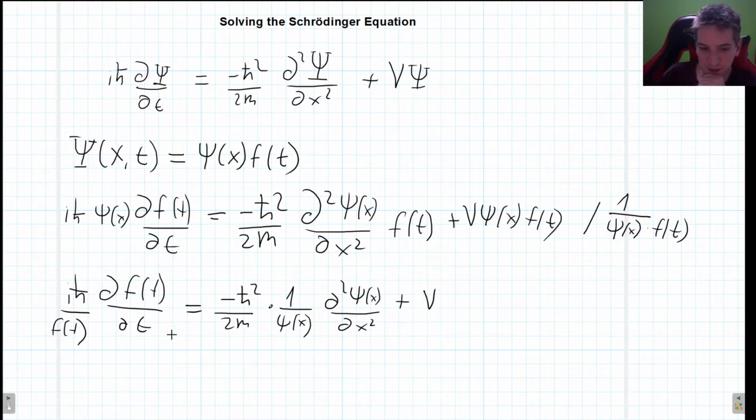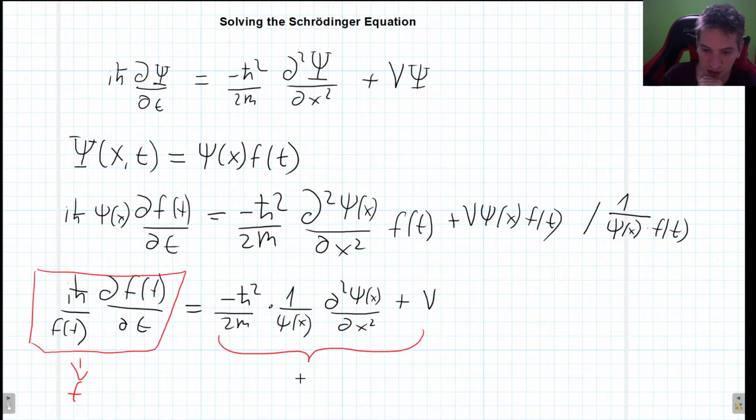Now as you can see, on the left hand side we have only things that depend on time, and on the right hand side only things that depend on x. This potential can depend on the coordinate x. I didn't write it out explicitly, maybe I should have, but this potential can depend on x, and it usually does in some way. So what we do next is the crucial step of separation of variables, and that's why it gets the name.